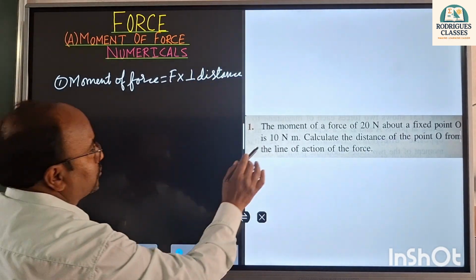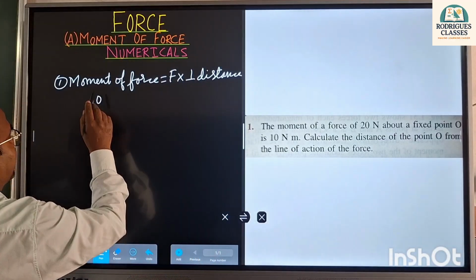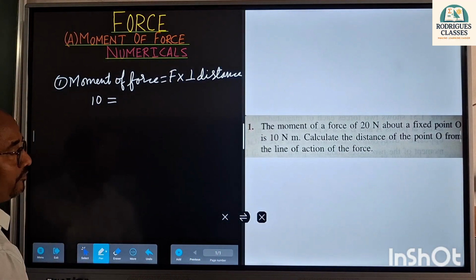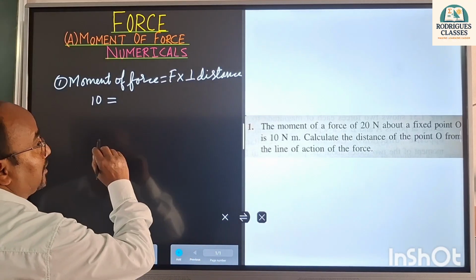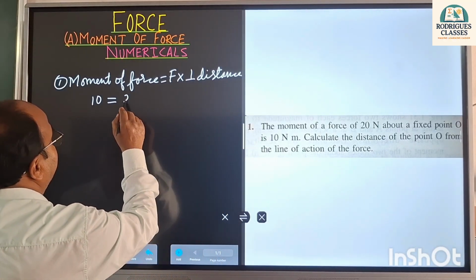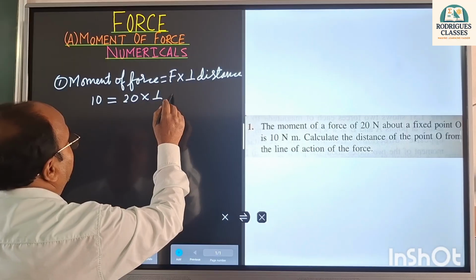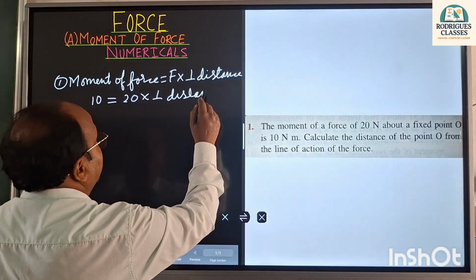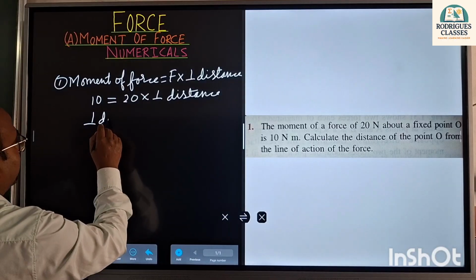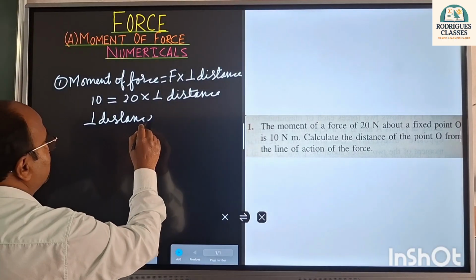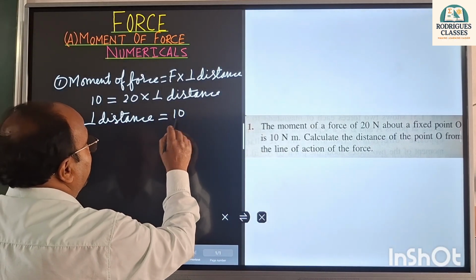Moment of force is given to us as 10 Newton meter. Write the numerical value only while solving. Do not write the unit, it might confuse you sometimes. And then force is given as 20 into the perpendicular distance. So you know this 20 will come and divide here. So I can write here perpendicular distance is 10 by 20.